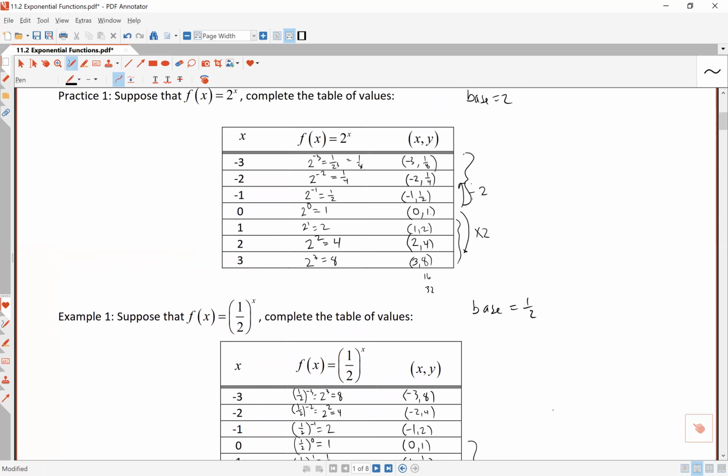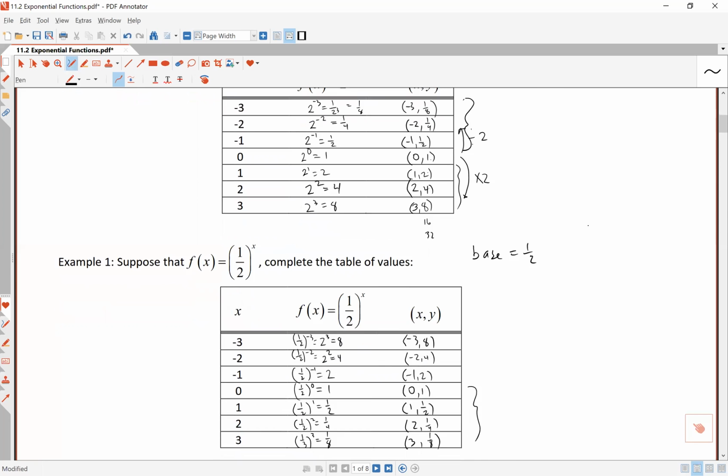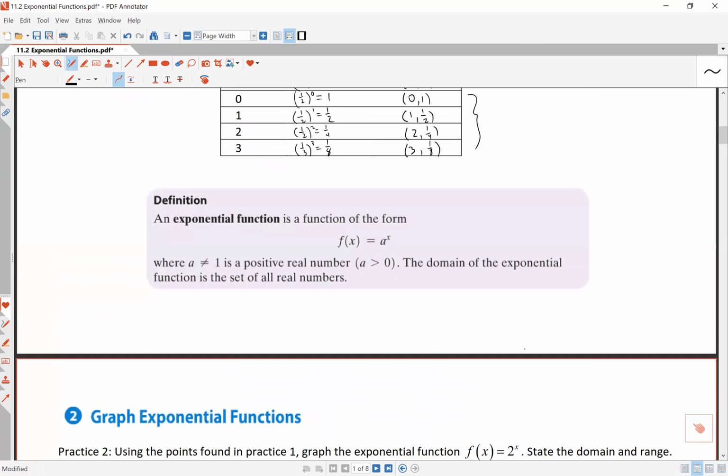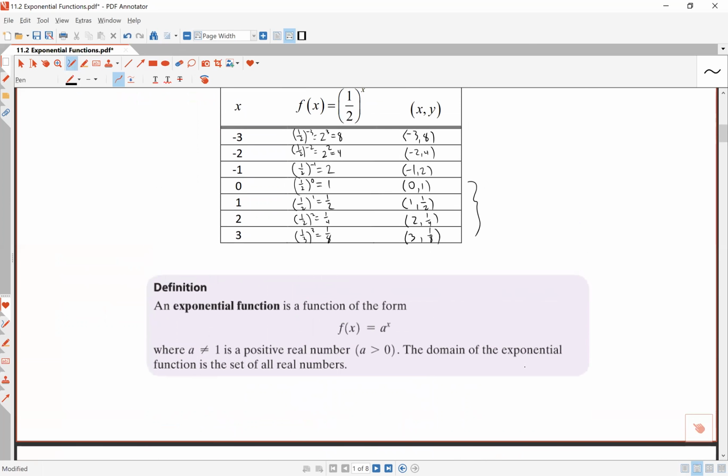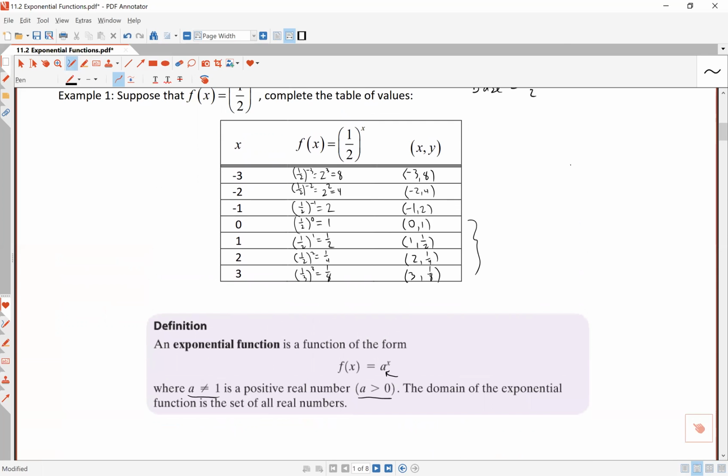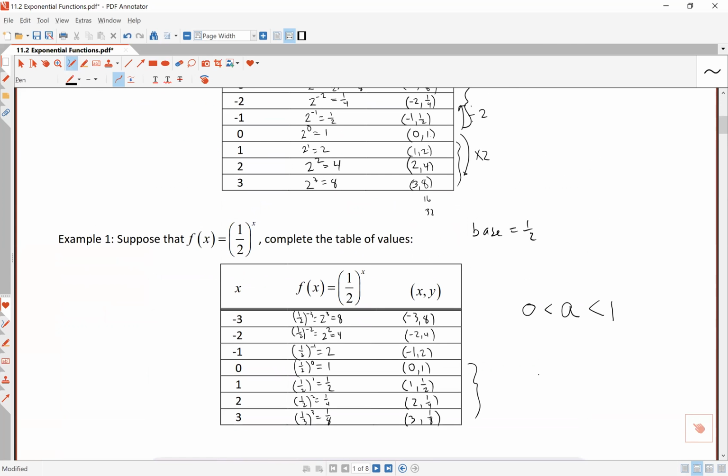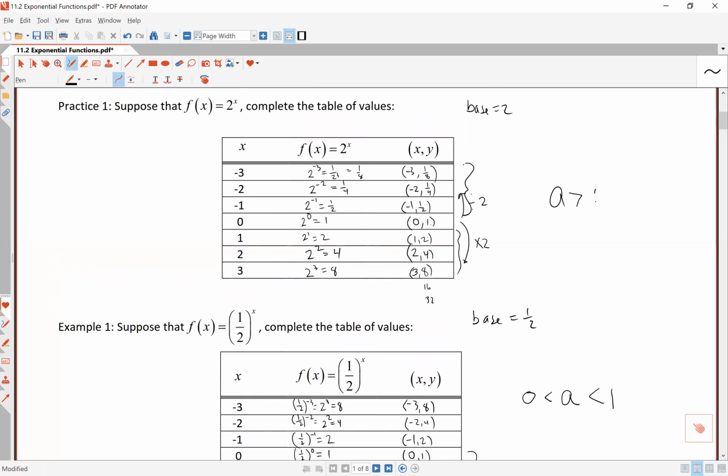So these are the two different kinds of exponential functions that we'll be looking at. An exponential function is any function of the form where you have a base, which we call a, raised to the x power. The restriction on a is that it can't be 1 and it needs to be greater than 0. So we break it up into two cases, one in which the base a is greater than 0, less than 1, and one in which the base is greater than 1.